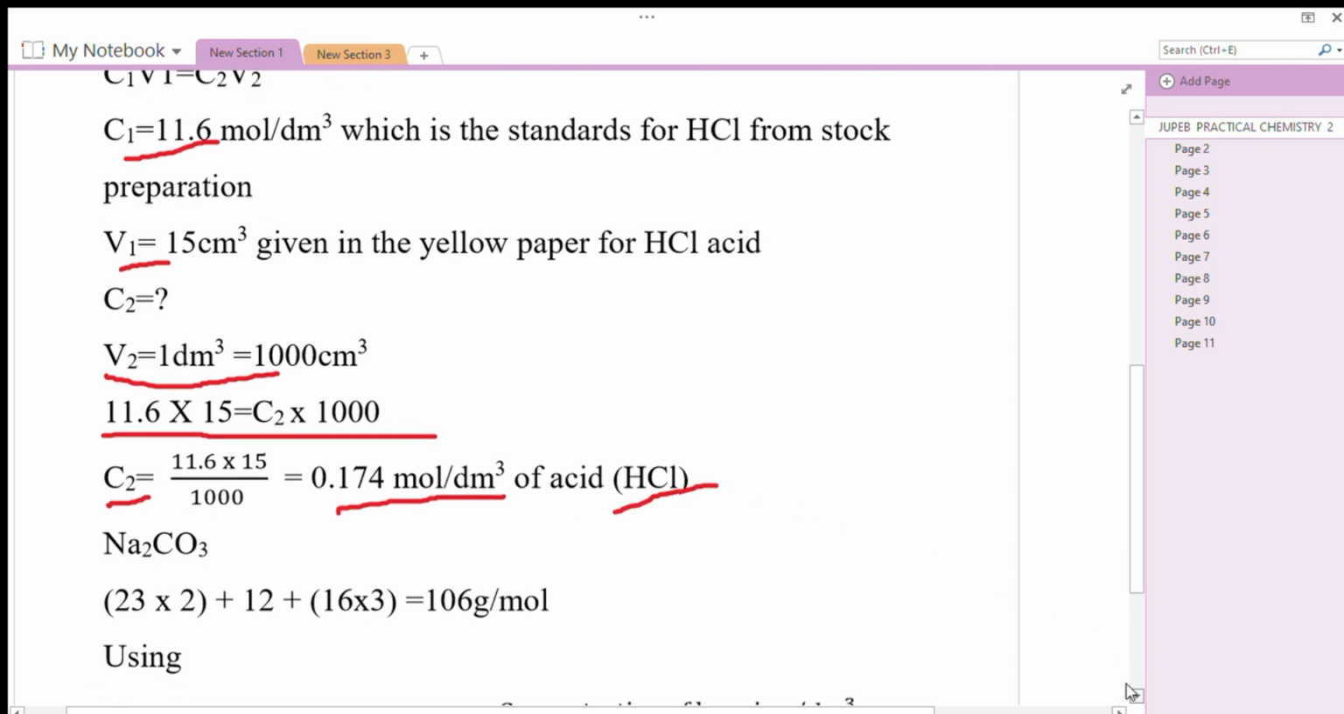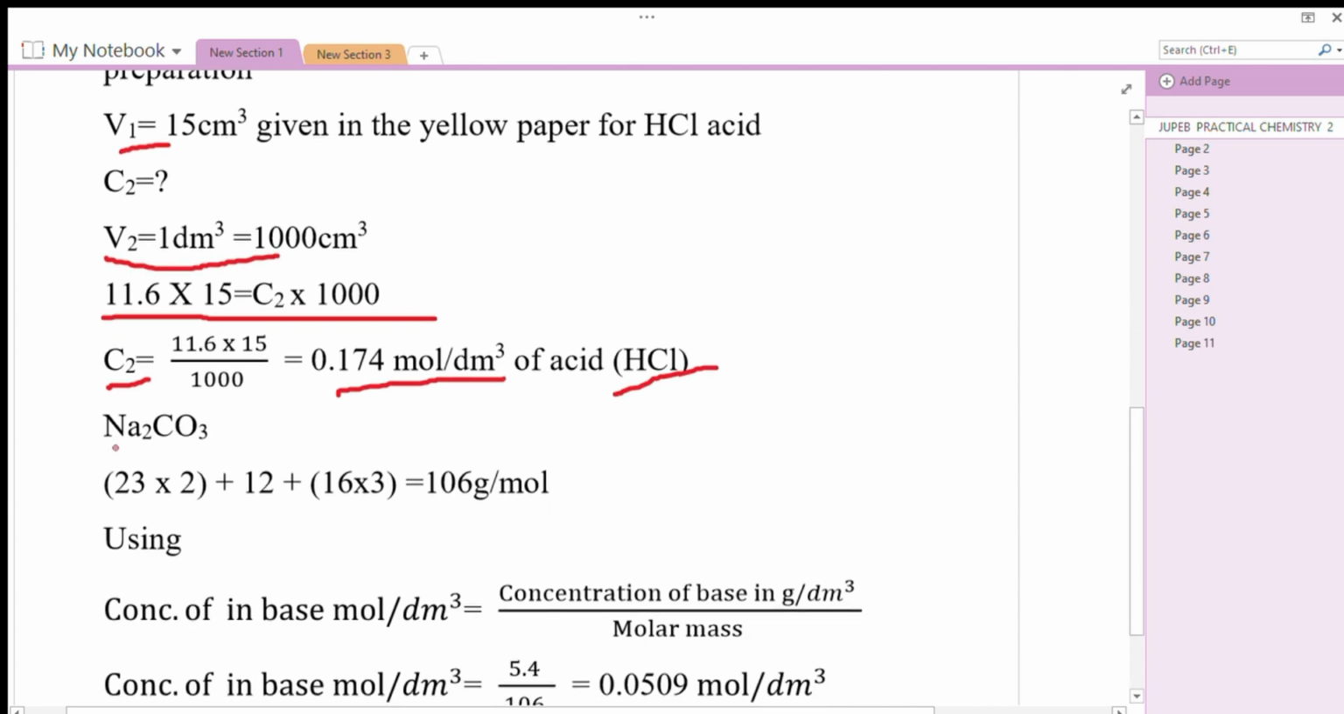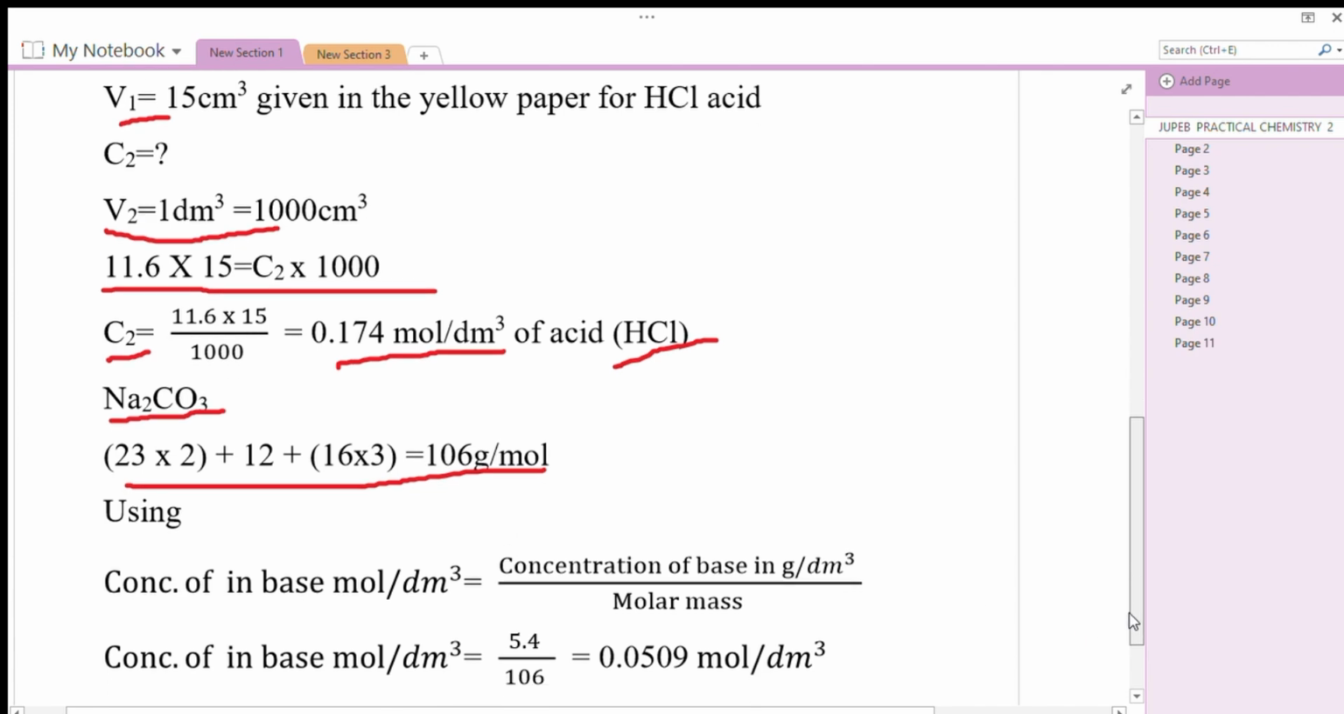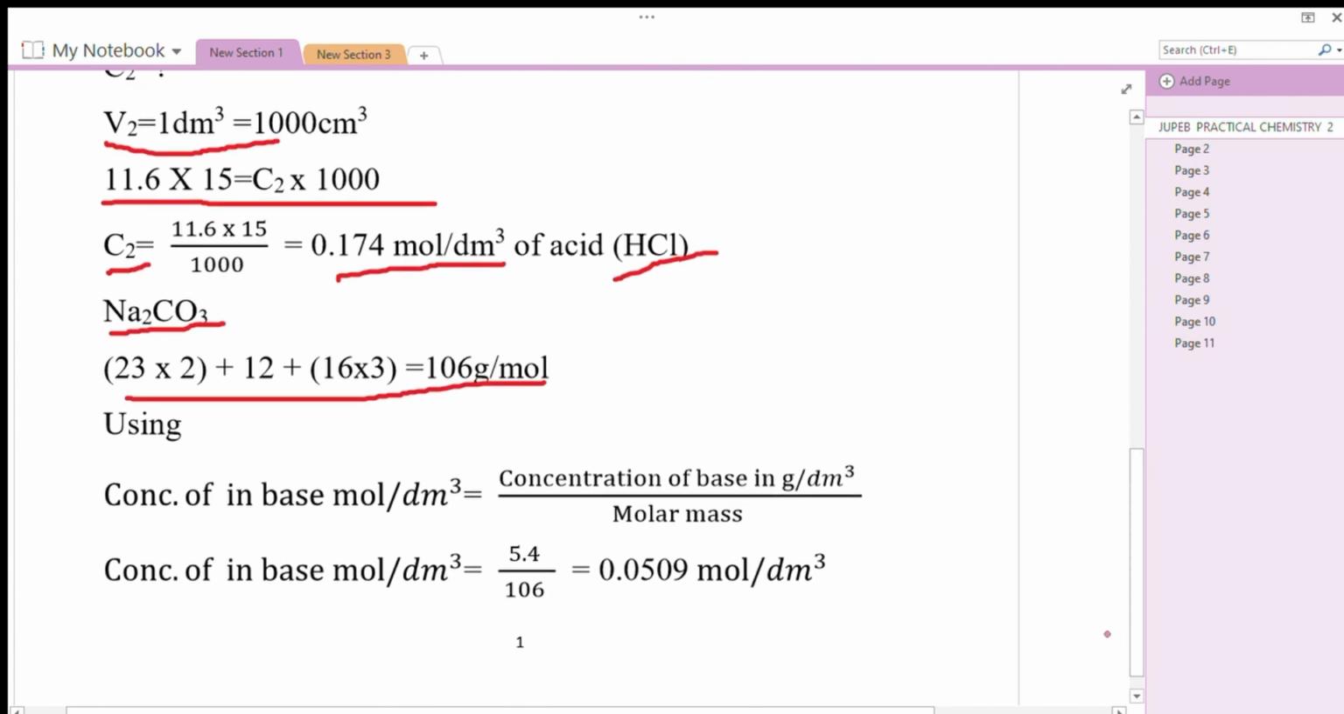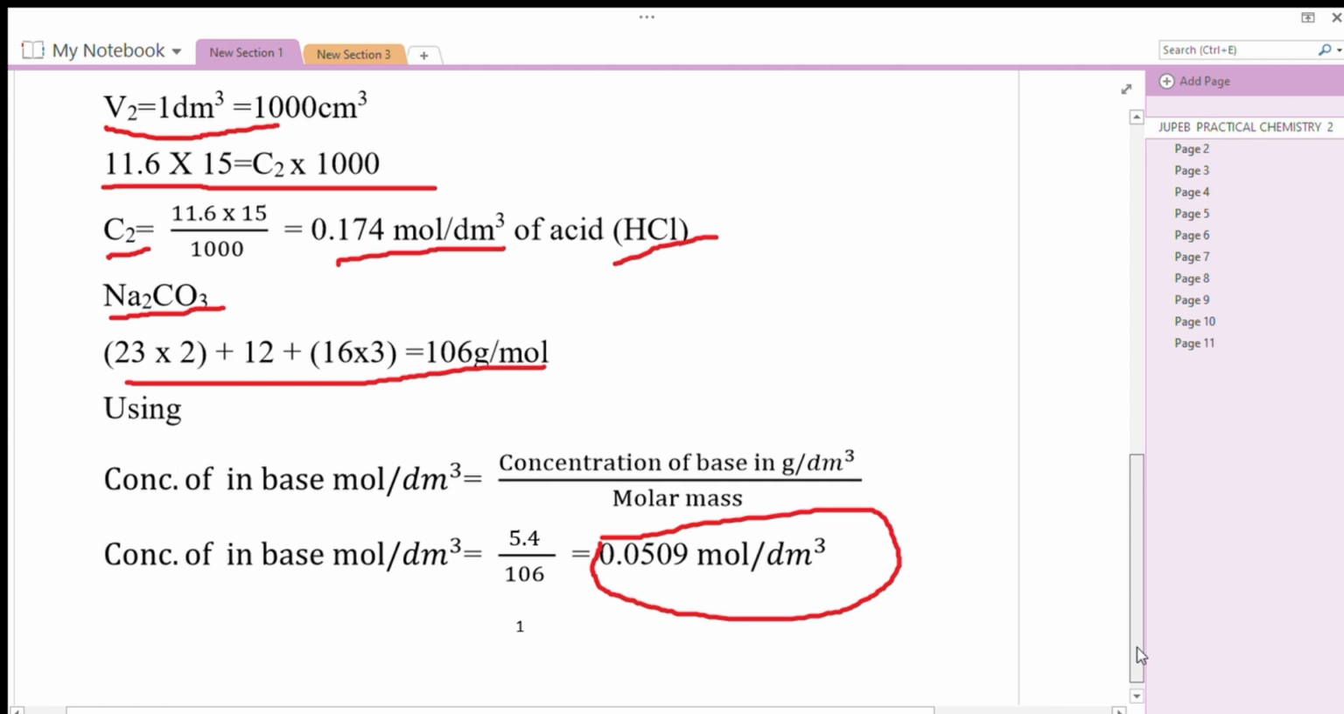So I have my base to be Na2CO3. When I calculate the molar mass of that, I have 106 gram per mole. Now, using this formula, concentration in mole per dm³ is equal to concentration in gram per dm³ over molar mass, and we will get the value of CB, the concentration of my base. 5.4 divided by 106, I have 0.0509. Hope you are following.